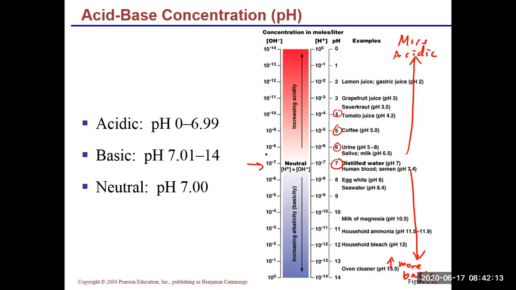Now you can look at some examples. Blood is actually about 7.4, so it's kind of almost neutral. Urine is 5 to 8. Most of the time, the urine is around 6, which tells you it's a little bit acidic because of extra acid.